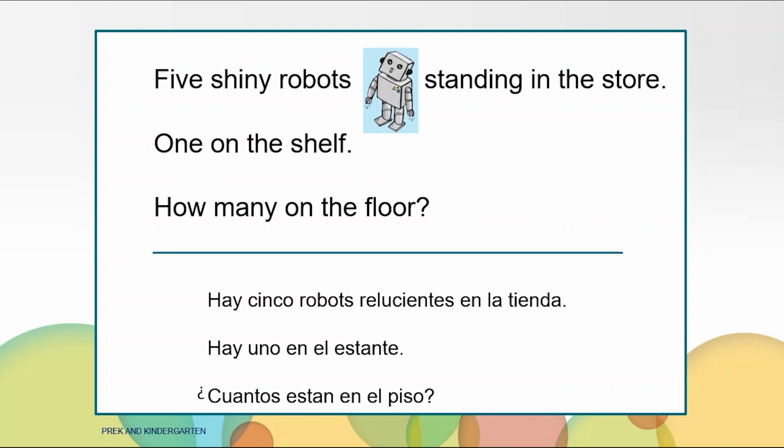Here is another word problem. 5 shiny robots standing in the store, 1 on the shelf. How many on the floor?